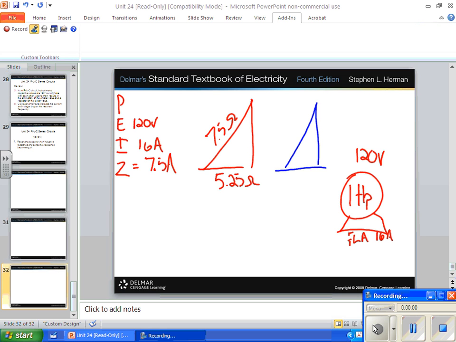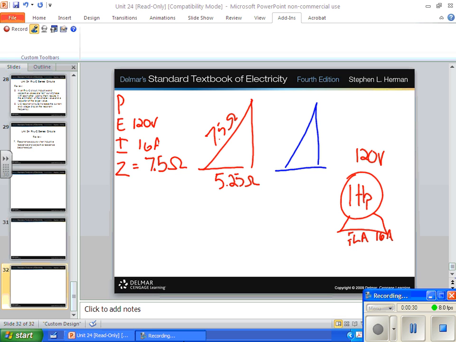Let's look at another example. We're going to look at a 1 horsepower motor. It draws 120 volts and 16 amps at full load. And so we know that its impedance is 7.5 ohms. That's our impedance, that's our Z.